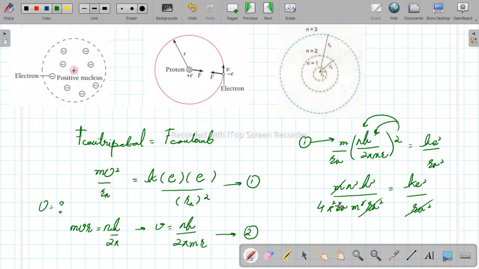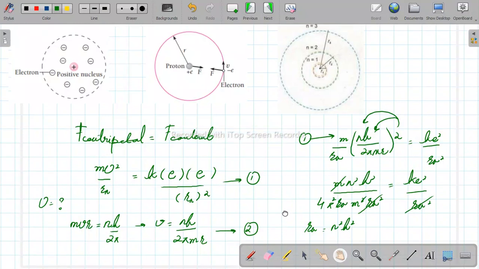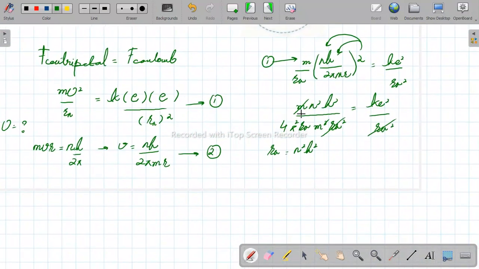Rearranging this equation in terms of orbital radius for the nth orbit. We have Rn in the denominator, so let's move it to this side. This becomes Rn, and here we already have n square h square. In the denominator we have 4 pi square, and this mass. The ke square from the right-hand side has to be shifted here, so this becomes ke square. This is the expression for orbital radius.